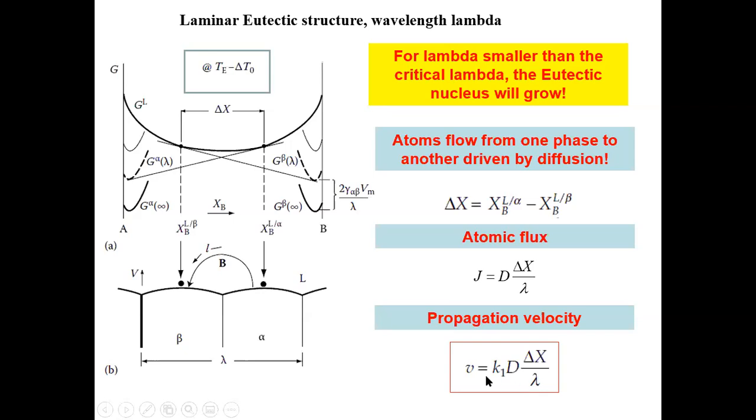And so the propagation velocity is directly proportional to the difference of the concentration in this region and this region of liquid over lambda. Okay, so that's what we know. That's I think the key finding for this.